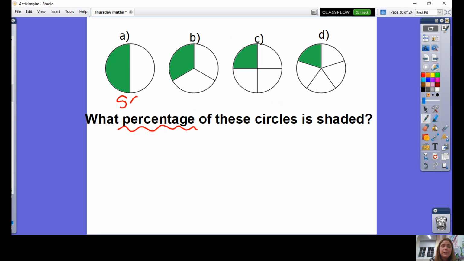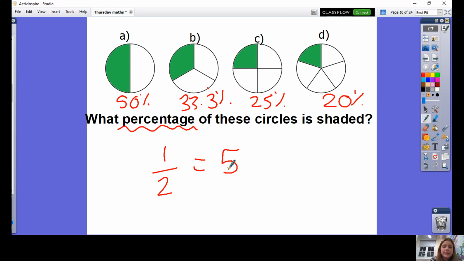Okay, so this is 50%, 1/3, which I know is 33.3 recurring percent, 1/4, which I know is 25%, and 1/5, which I know is 20%. Remember, today I told you you needed to be able to convert between fractions and their equivalent percentages. Start by identifying the fraction of the shape and then convert it into the correct percentage. Remember, if you're not confident with your conversions between fractions and percentages, use that table to guide you.